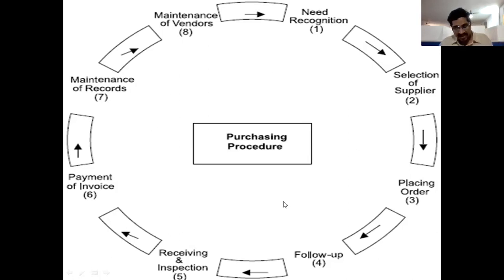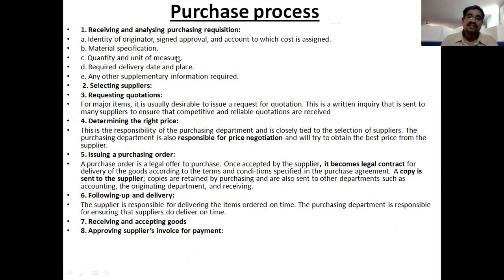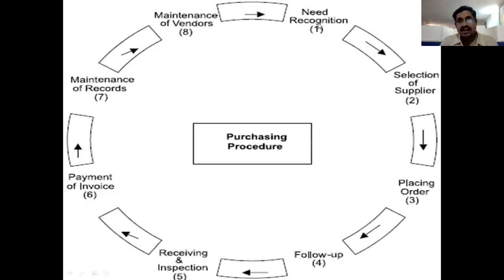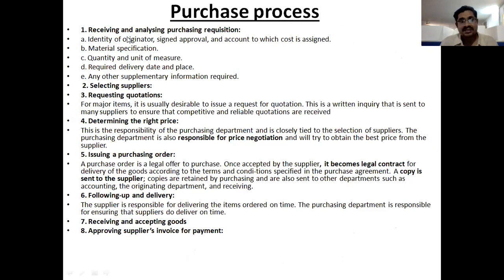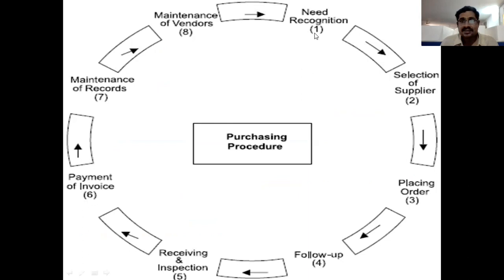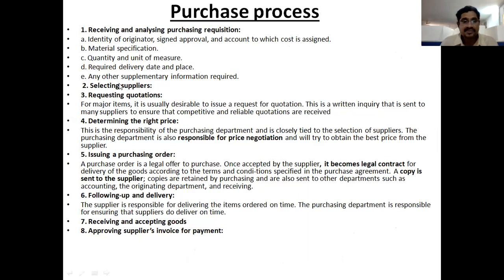This is the purchasing procedure. The same thing we can see in this slide. Receiving and analyzing the purchase requisition, so need recognition is here. Receiving and analysis of purchasing requisitions: material specification, quantity, unit of measure required, delivery date and place. These are the information required in need recognition.